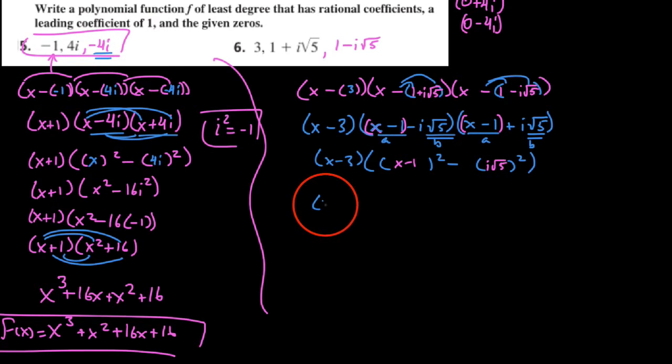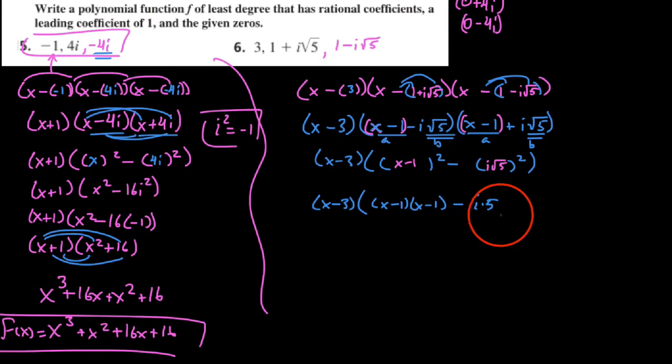So cleaning this up, we've got a little bit of algebra to work out here. We'd say in here I've got x minus 1 times itself. We have to expand that binomial. And here I would say i squared times the square root of 5 squared. Well, the square root of 5 squared is just 5. So I get i squared times 5.